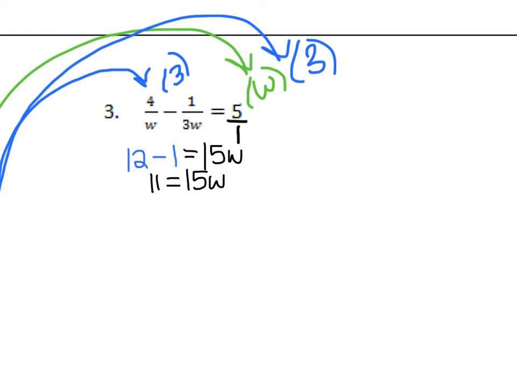W now needs to become by itself, so we're going to divide both sides by 15. 11 can't be divided by 15. It also can't be simplified, so our answer is 11 over 15.